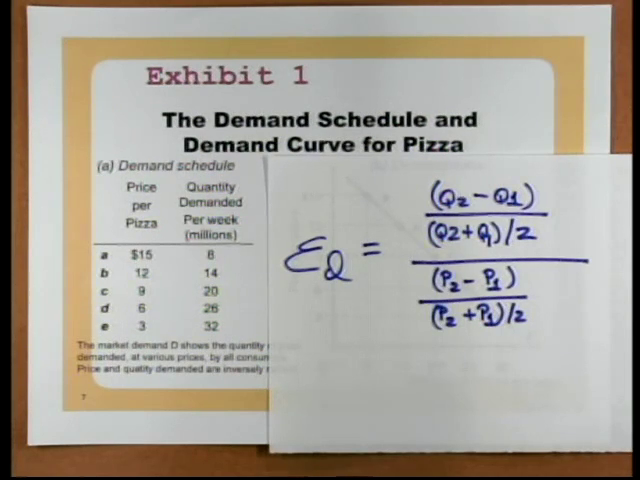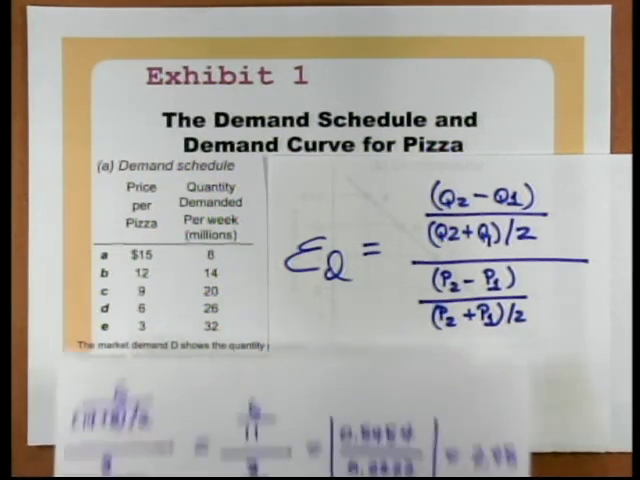Now, remember that we're going to ignore the sign. So we're going to use absolute values. The reason we're going to do that is because we know the sign has got to be negative. That only tells us that the law of demand is in place. It doesn't tell us any new information that we didn't already have.